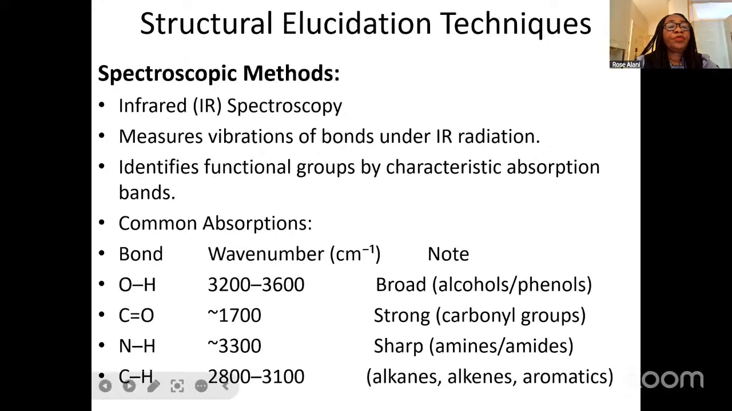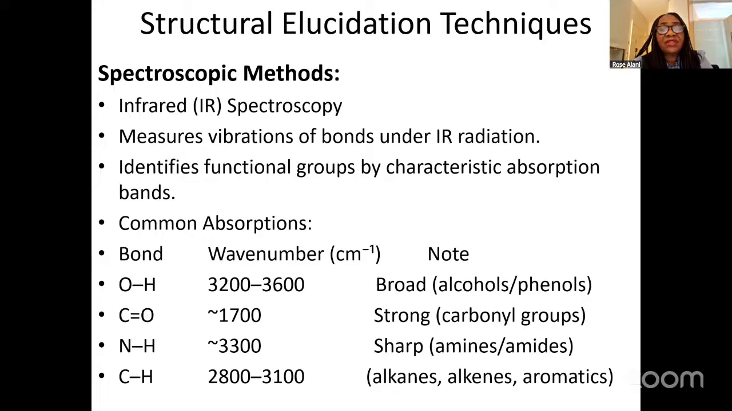And also structure elucidation techniques here. So we use the spectroscopic method to actually reveal the structure of your compound. And so here we use infrared spectroscopy, which measures the vibrations of bonds under infrared radiation.